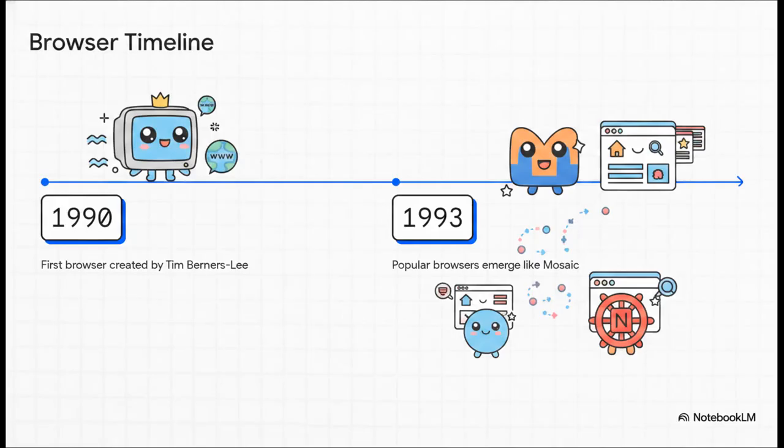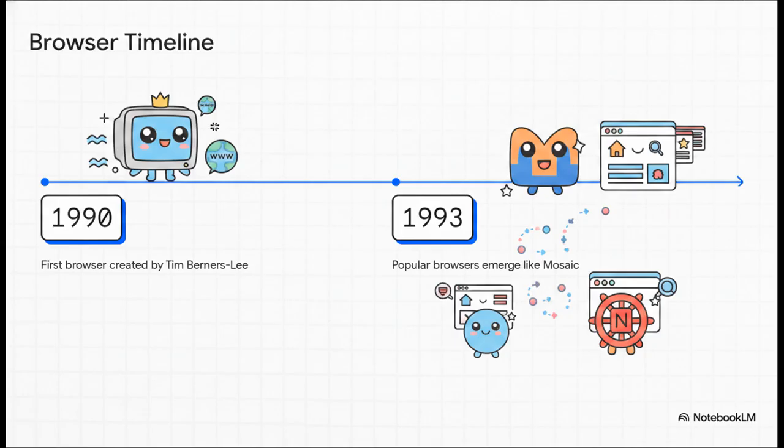For this, we have to go way back to 1990. The creator of the very first web browser was none other than Sir Tim Berners-Lee, who you probably know as the father of the World Wide Web. He basically built this first browser just to interact with the web he was helping to create. But the internet didn't stay just a purely academic tool for long. Fast forward just a few years to 1993, and we see the rapid emergence of the first truly popular browsers.